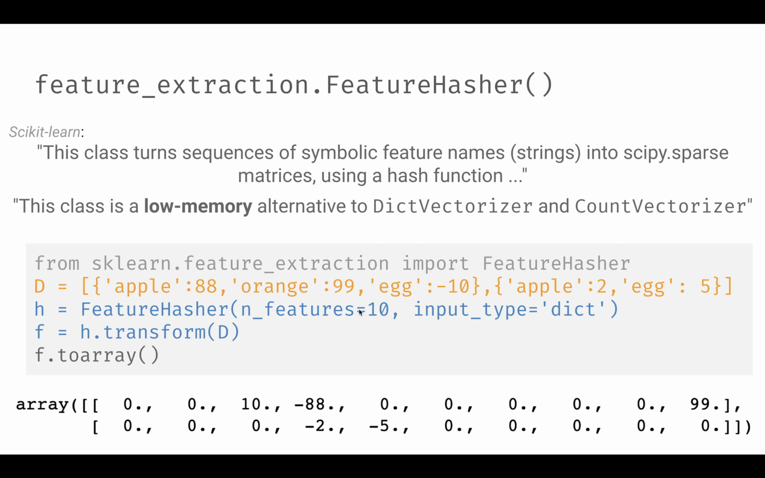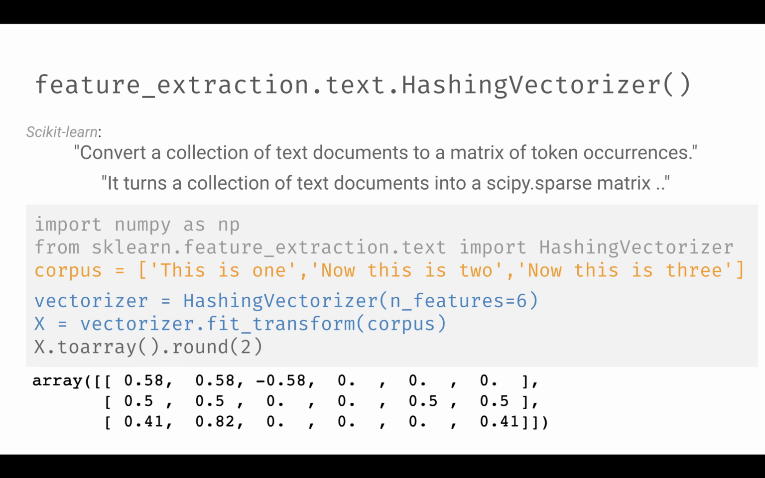Here we can specify how many features we need in the output column, and according to that we get this matrix here. Because we requested 10 features, therefore we have 10 columns here, and there are two rows because we have two dictionaries. And so this is one way to convert strings to a feature vector or feature matrix as shown here. Another method is HashingVectorizer.